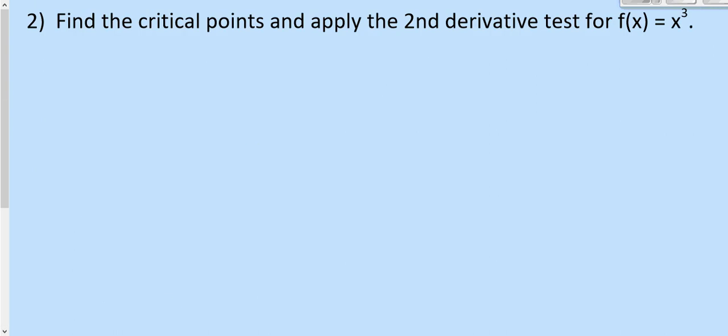Number 2. Find the critical points and apply the second derivative test for f of x equals x cubed. If you want to, you could pause and try this yourself and then check and see how you did. So we start by finding the critical points. Take the first derivative. That would be 3x squared. Set it equal to 0. And you end up with x equals 0 for your critical point.